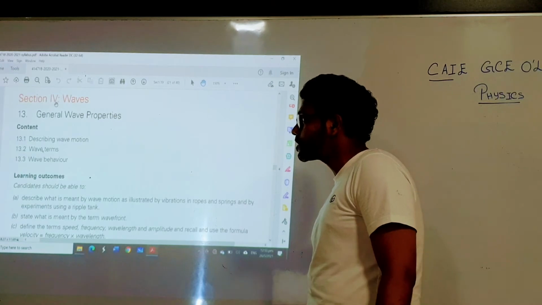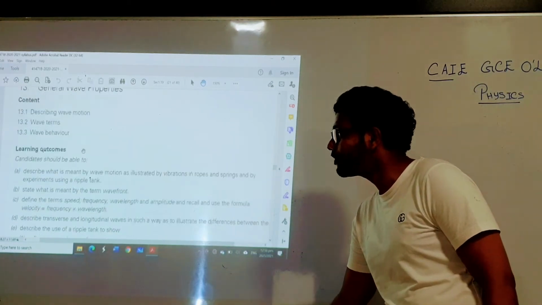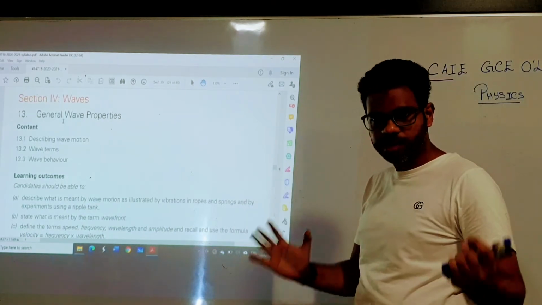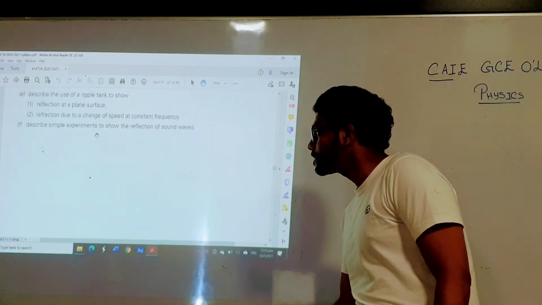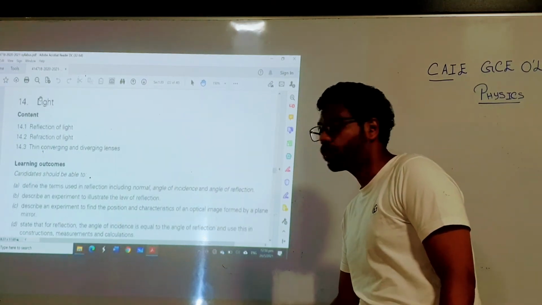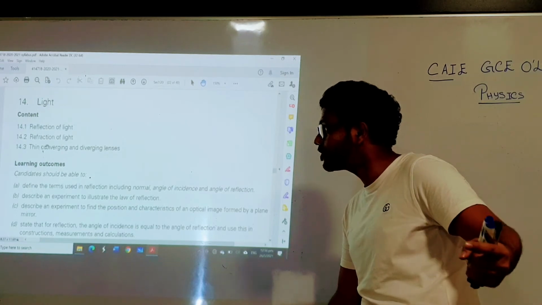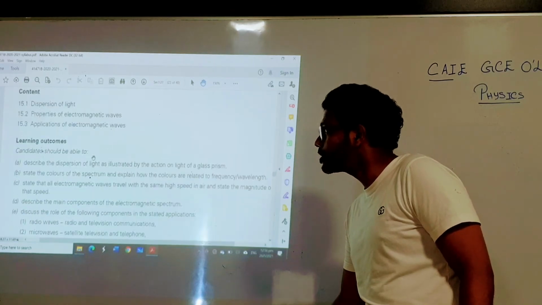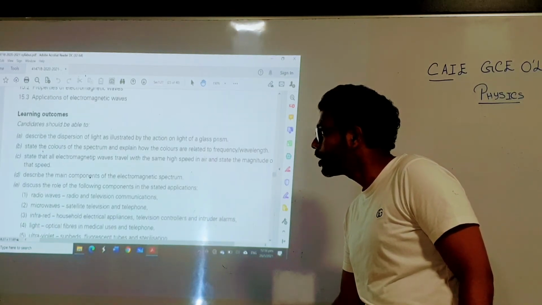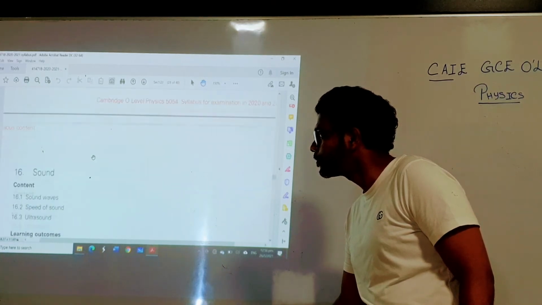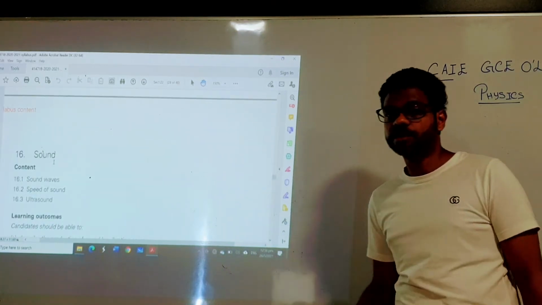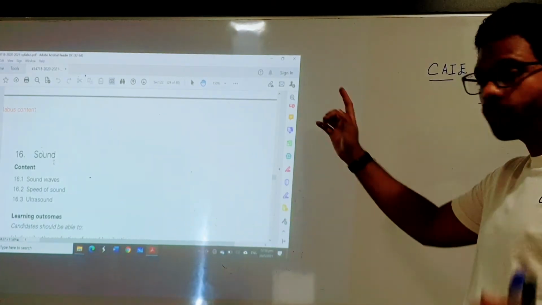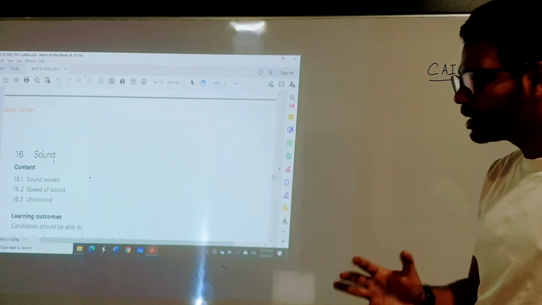Then you have general wave properties, which is section 4. Section 4, general waves, has 4 things. The first one is general wave properties, which is talking about all types of waves, the common behavior of waves. The second part is light, which talks about the basic properties of light waves, reflection, refraction, and the lenses, how light behaves. And in the fourth, you will have the sound. So these are the 4 chapters under waves. The first one is the general wave properties, then you have reflection, refraction, then you have electromagnetic spectrum and lenses, and then you have sound.